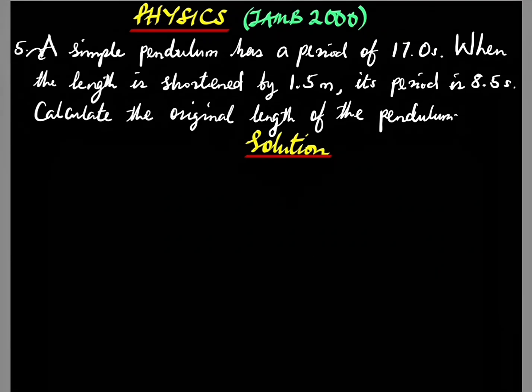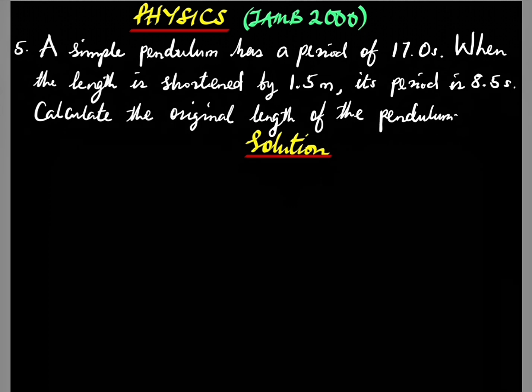Let us consider question number 5 of JAMB 2000 physics past question. It reads, a simple pendulum has a period of 17 seconds. When the length is shortened by 1.5 meters, its period is 8.5 seconds. Calculate the original length of the pendulum.